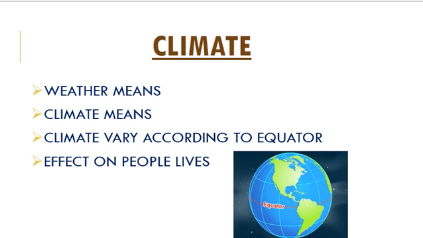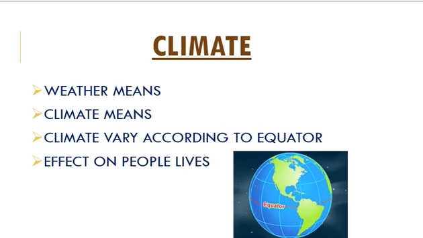We are starting our chapter number 3, climate, page number 19. On the first page, these are the main points that I am going to elaborate for you. So the first point is weather. What does weather mean? What is the meaning of weather? So here, weather means the day-to-day condition of heat and cold, humidity, cloudiness, dryness, or rain in any place.